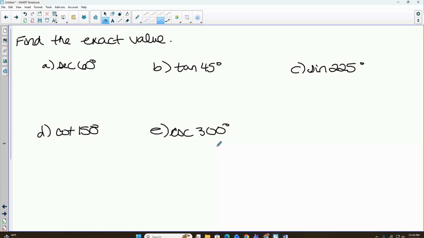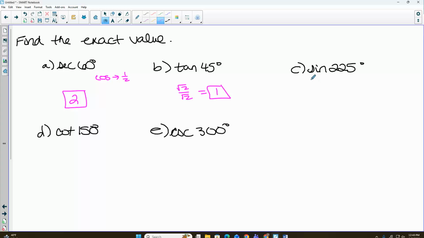Quadrant and reference angle. Okay. A and B, those are just straightforward hand tricks, so I don't really need those. They're in quadrant 1. So 60 degrees. Secant is the reciprocal of cosine. So I know at 60 degrees cosine is 1/2, so secant would be 2. Okay, tangent of 45. Square root of the top over square root of the bottom. Radical 2 over radical 2 is 1.